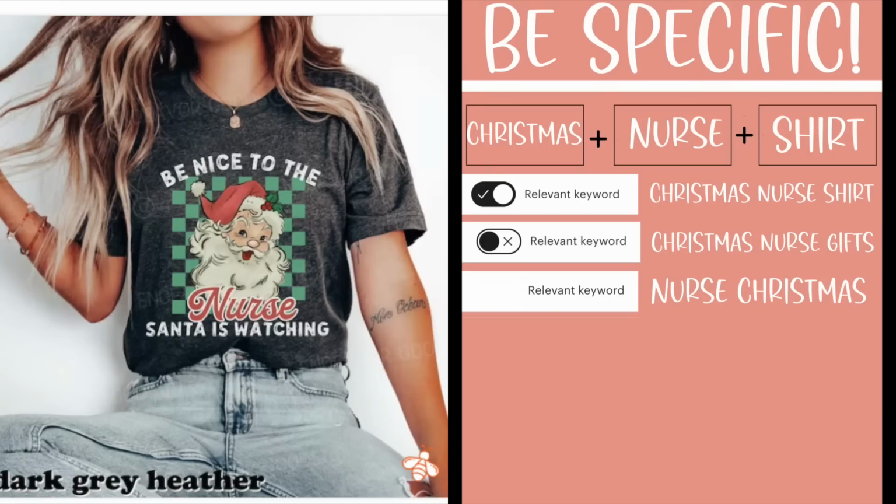Nurse Christmas. Should we leave that one on or should we toggle it off? I would toggle it off. Which thing is missing from the three things that we want to make sure we are including in each of our keyword phrases? We don't have any word there that expresses the idea of a shirt or a t-shirt. We have no idea what this customer is really looking for when they put Nurse Christmas in there. It's pretty general with no product idea.